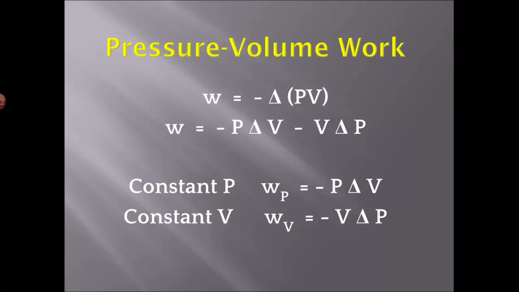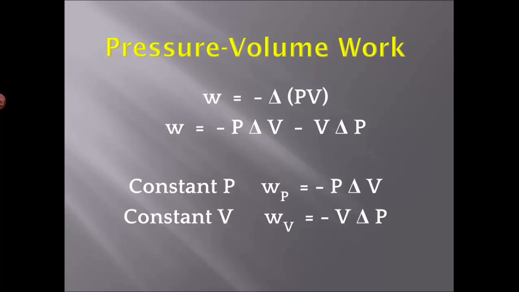In chemistry, again, work is pressure-volume work. P is pressure, V is volume, pressure times volume, Boyle's law. They're inversely proportional. So if we say that work is the change in pressure and volume, we could use this expression: W equals negative delta PV.